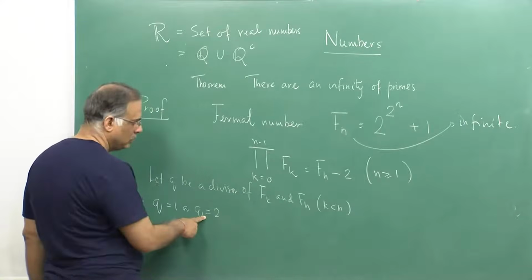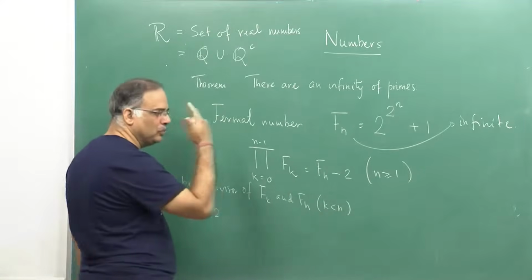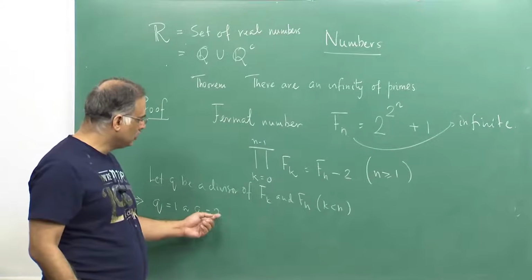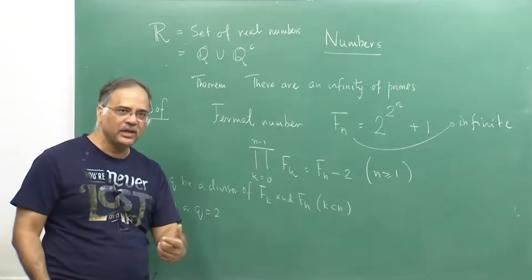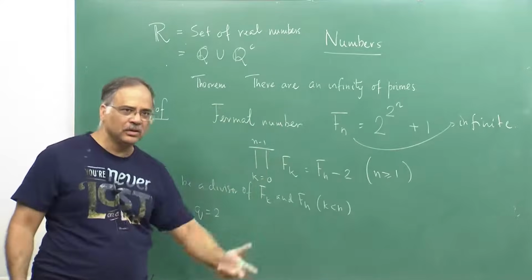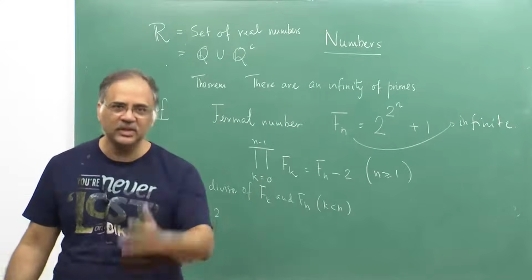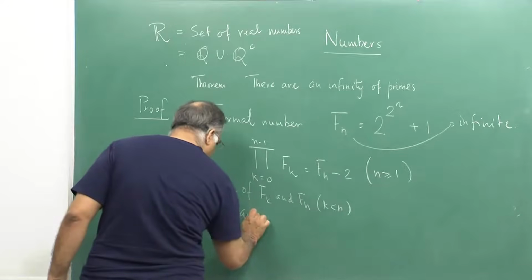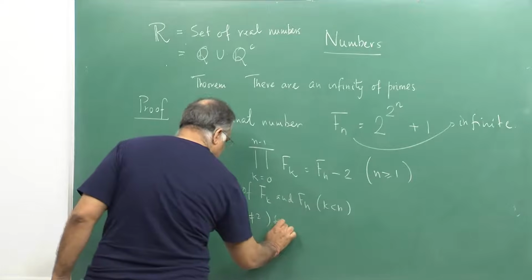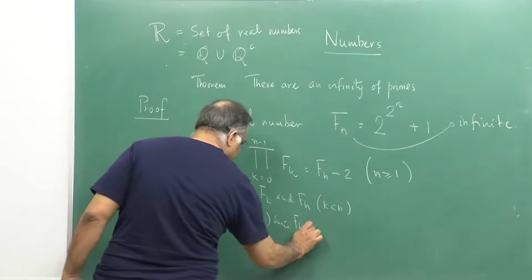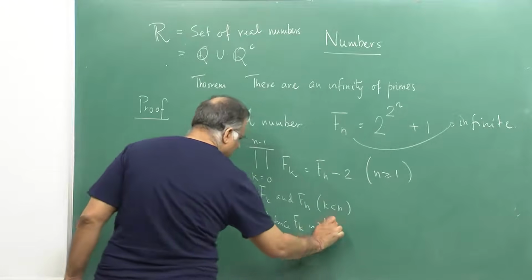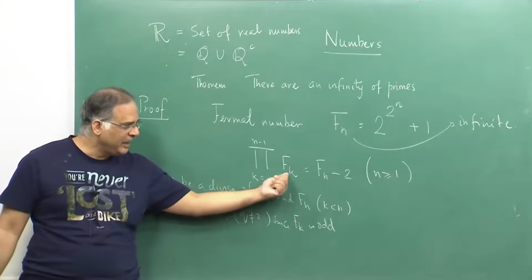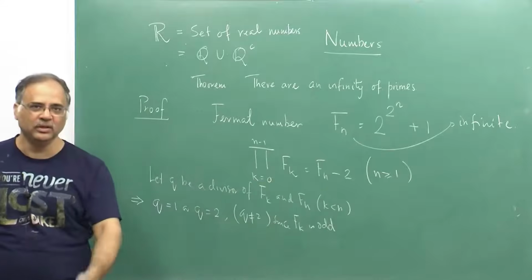Now, q cannot be 2, because if q is 2 and q divides Fk, then Fk must be even. 2 only divides even numbers, 2 does not divide odd numbers. So, q cannot be 2, this is a conclusion, since Fk is odd, which means q is equal to 1. So, the only common divisor possible between any Fk and Fn here is 1.